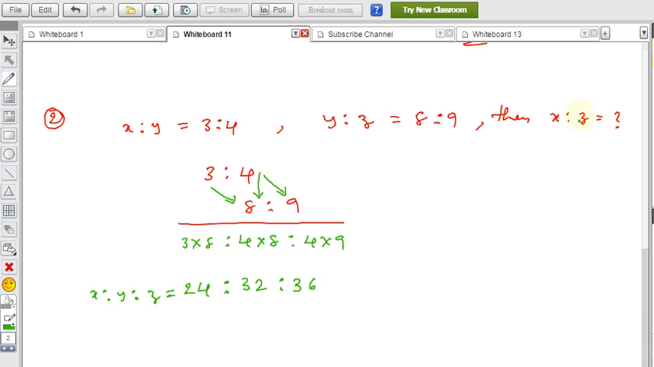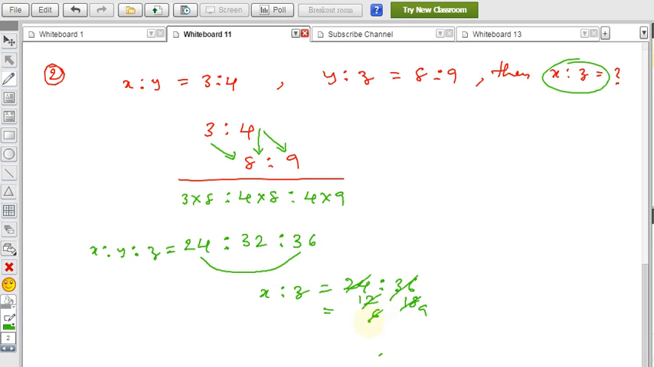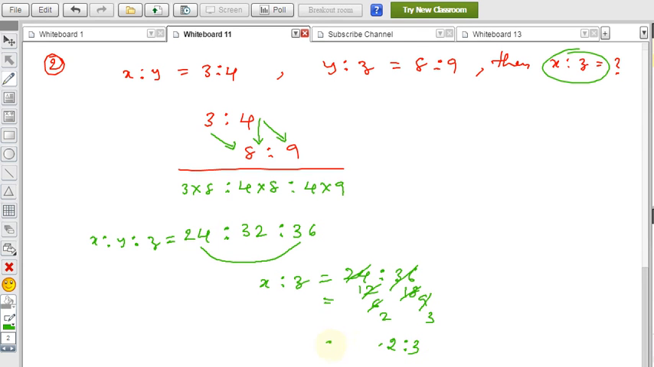But the problem asks only x is to z. So x is to z is 24 is to 36. We write in simplest form by cancellation. 2 12s are 24, 2 18s are 36, then 6 and 9. Again 3 2s are 6, 3 3s are 9. So finally 2 is to 3 is x is to z.